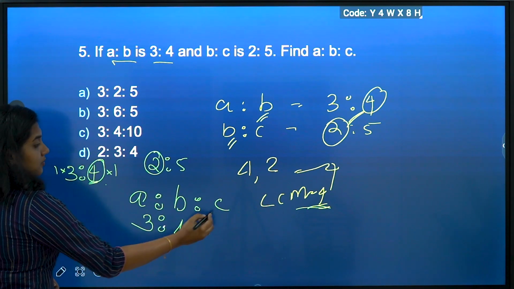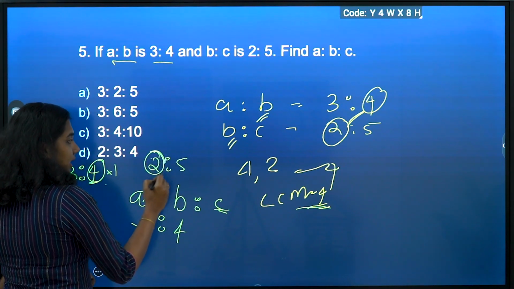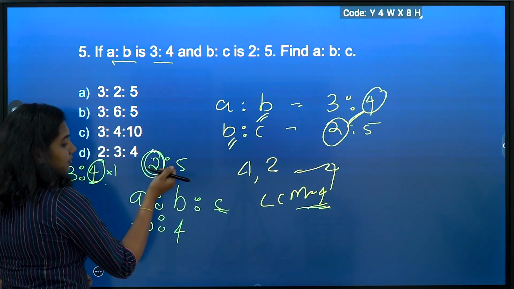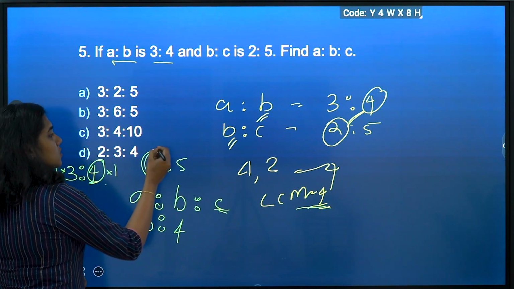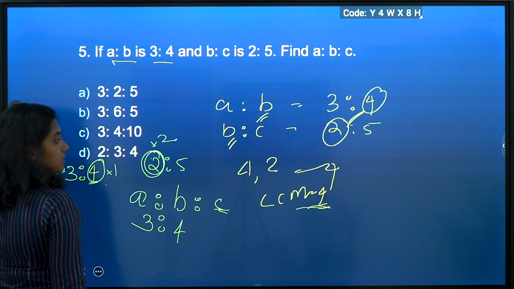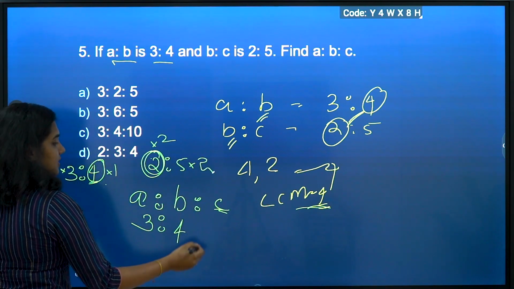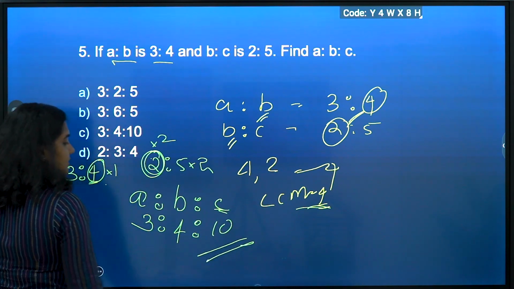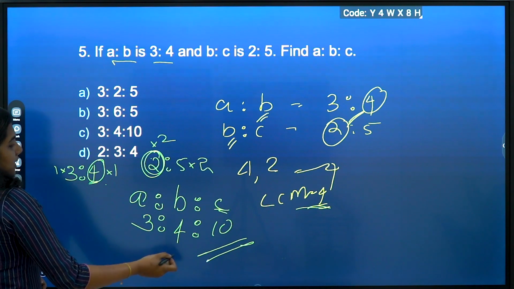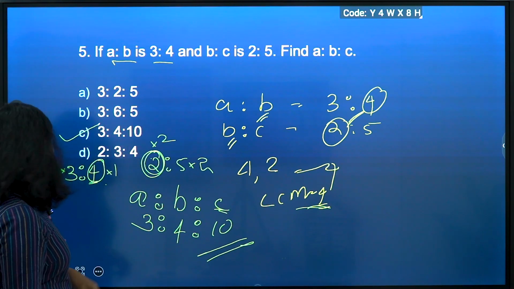3 is to 4. Now for finding out C, this was our second B. So you have to find out the number which should be multiplied with 2 to get 4. So 2 into 2 gives you 4. So you have to multiply 2 with this 5 also. So 2 into 5 is 10. So our C is 10. So our A is to B is to C will be 3 is to 4 is to 10, and option C is the answer, okay?